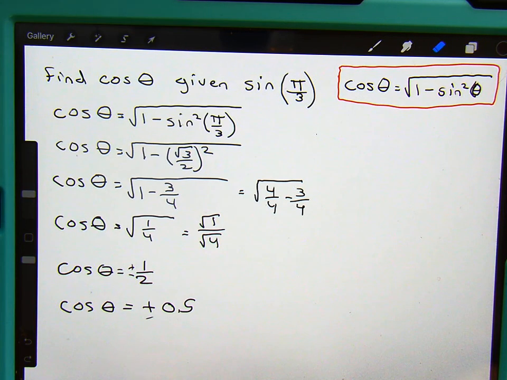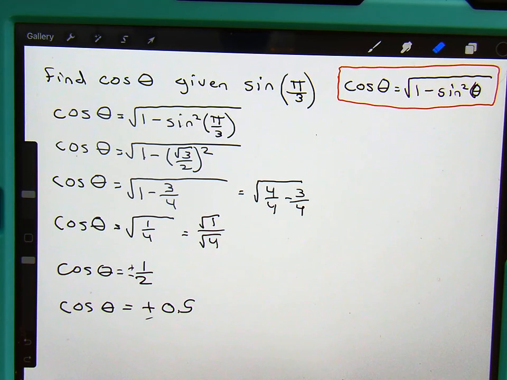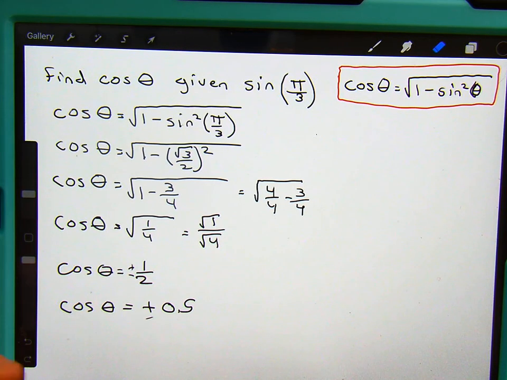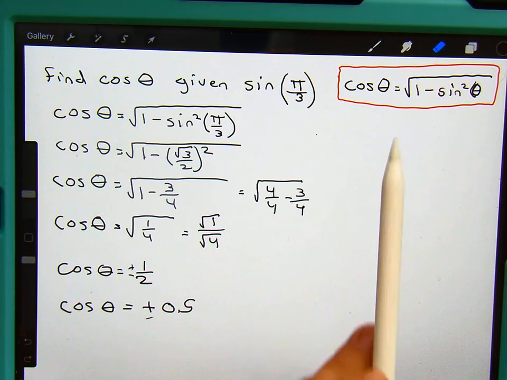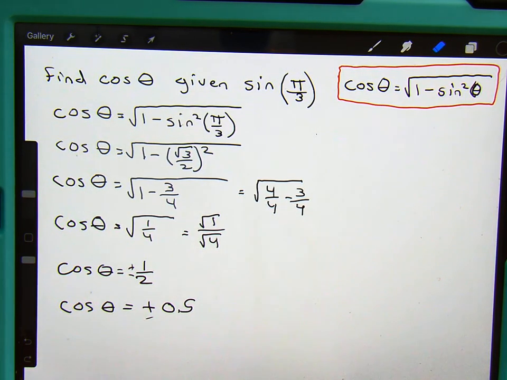So this is the initial process. We then can take that information and do more with it. But for right now, we're just going to be practicing how to even find the other trig function based on the trig function that we've been given.